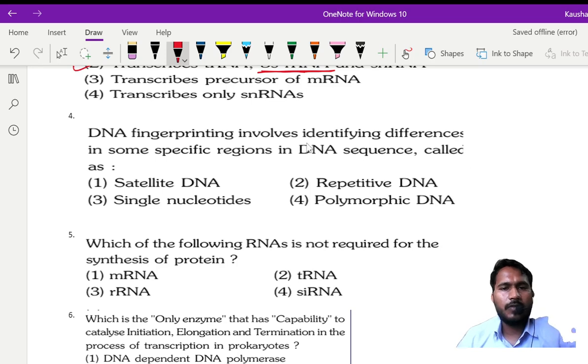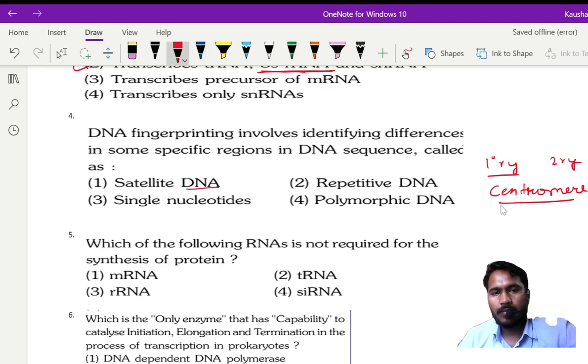Now, DNA fingerprinting involves identifying the difference in some specific region of a DNA sequence called what? Satellite DNA, repetitive DNA, single nucleotide, or polymorphic? Satellite DNA is the DNA which has repetitive DNA. You must have seen primary and secondary satellite. Primary satellite is the centromere. It has a repetitive DNA which is very common. Now this repetitive DNA is going to give you the VNTR.